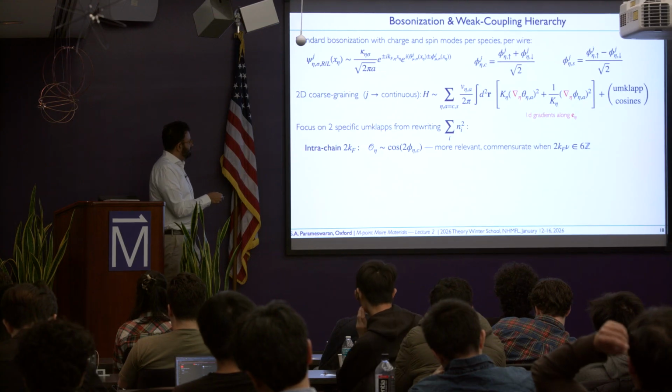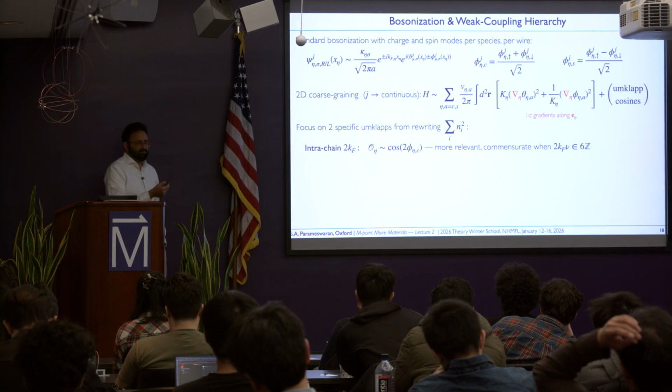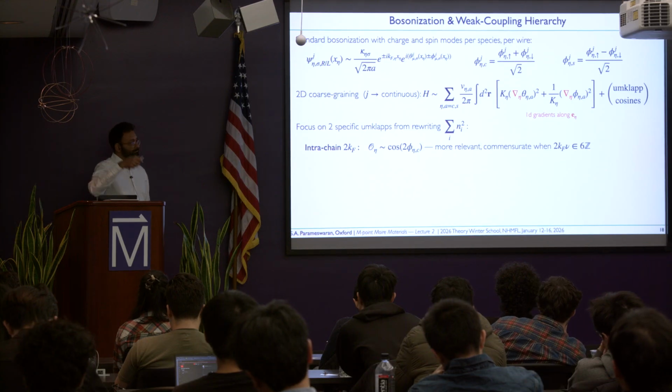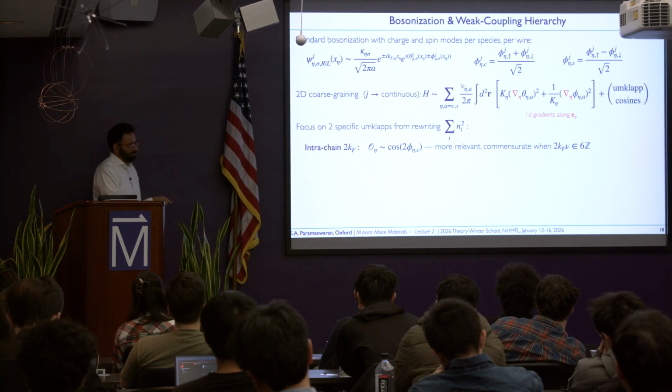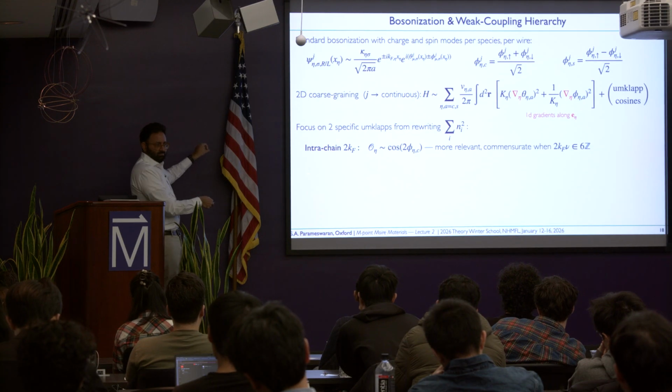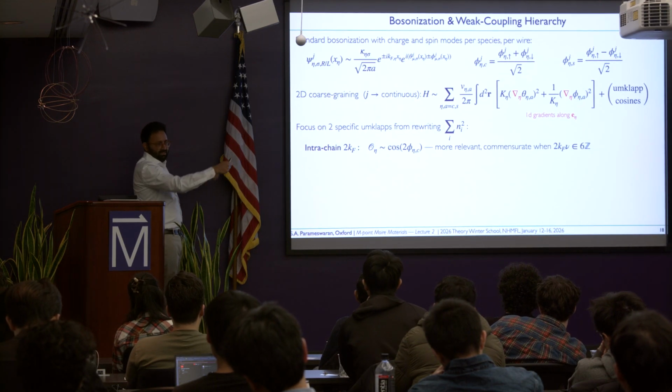And so I'm going to focus on two specific umklapps that come from rewriting the interactions. One of them is the case when an electron scatters across the Fermi surface, an electron that picks up a 2kF backscattering. Does everybody understand what I mean by 2kF backscattering? I take an electron on one side of the Fermi surface and move it to the other. So plus kF to minus kF.